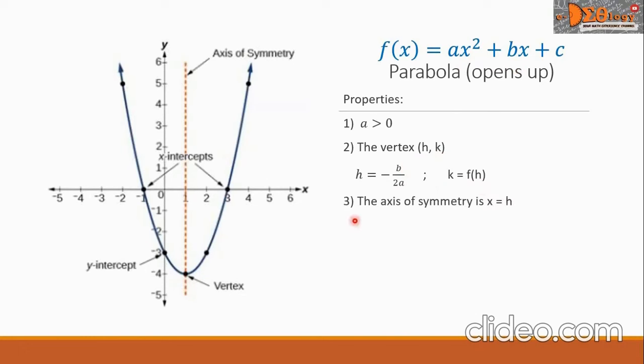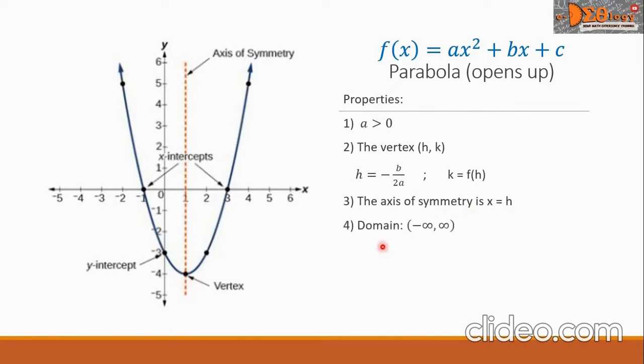Property number 3. The axis of symmetry. A parabola has symmetry with respect to a line, and this line is called the axis of symmetry. We can see this is a dotted red line in here. And the formula for the axis of symmetry is x equals h.